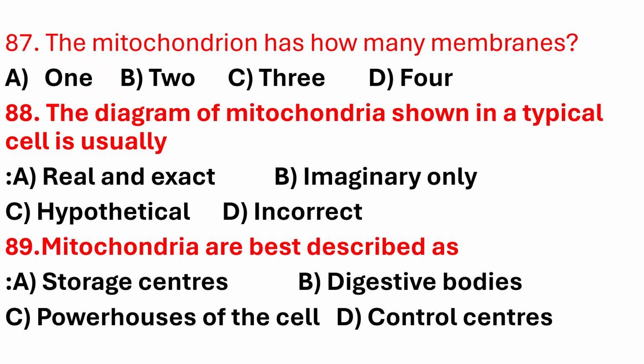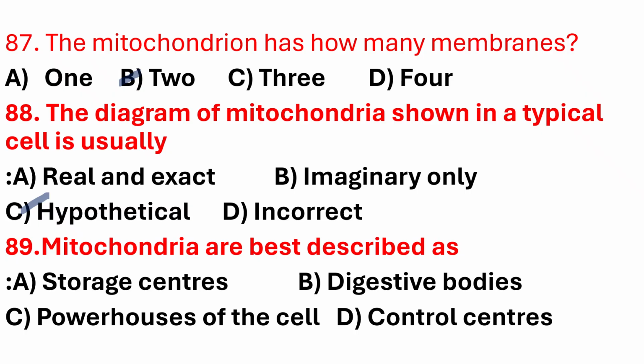The mitochondria has how many membranes? 1, 2, 3, 4. 2. Option B. The diagram of mitochondria showing the typical cells is real and exact, imaginary only, hypothetical, incorrect. Option C. Hypothetical.